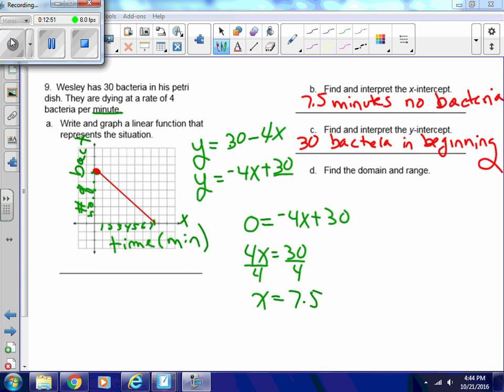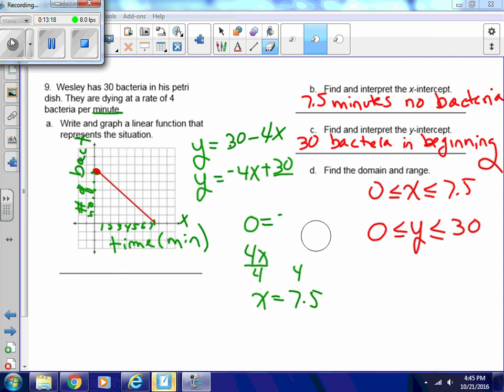D, find the domain and the range. Well, the domain are all the x values, so the domain is anything from 0 minutes to 7.5 minutes. And the range will be all your y values, and that's from 0 bacteria to 30 bacteria. You might want to label those. I can for you. That's your domain, and that's your range.